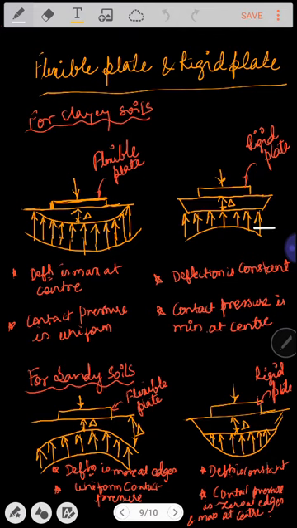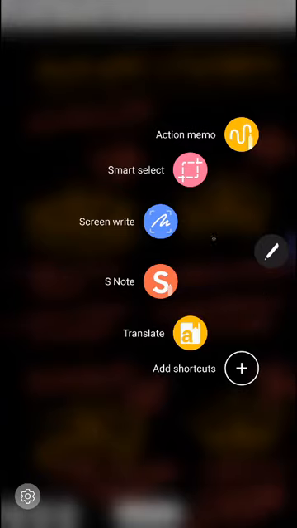But if we consider the rigid plate, whenever a wheel load is acting over the rigid plate, the deflection is uniform under the rigid plate, whereas the contact pressure exerted on the soil mass is maximum at the edges but minimum at the center. See, at this central section of the rigid plate in the soil mass, the contact pressure is minimum, and at the edges the contact pressure is maximum.